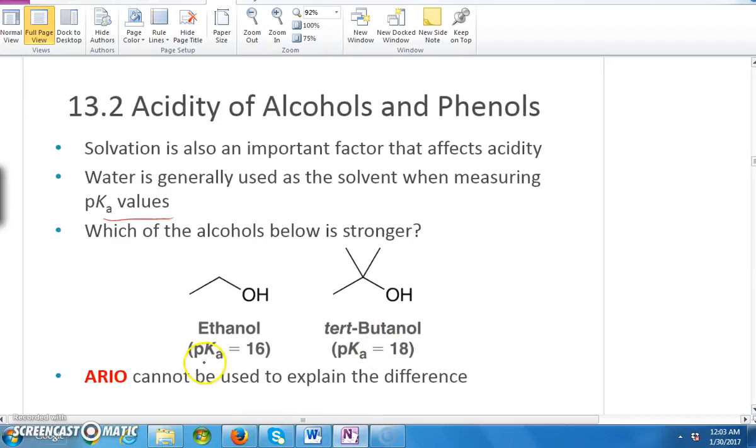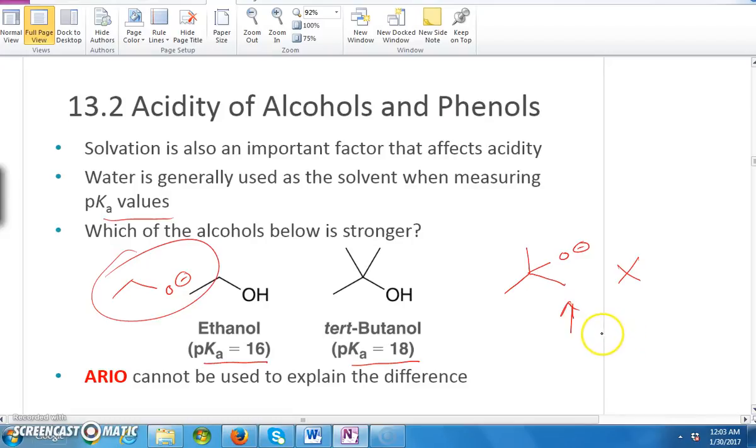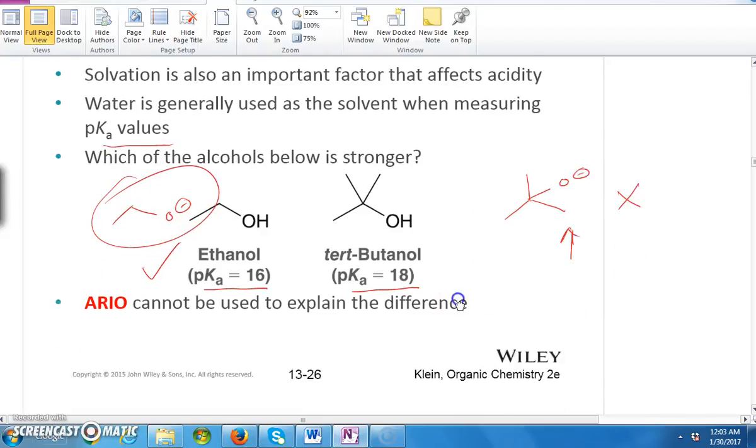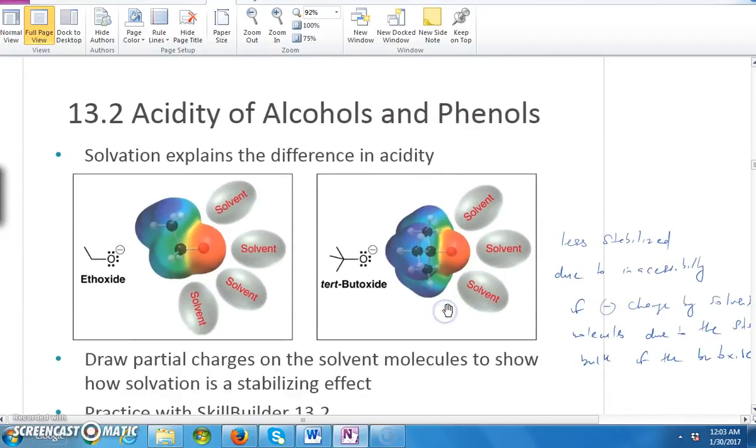By the way, the pKa of ethanol is 16, not 18, while the pKa of tertiary butanol is 18. To be able to consider which will be stronger, you need to look at the conjugate base that forms, and you will see that this is going to be more easily stabilized by solvation, while this will not be. And so, because this cannot be stabilized by solvation, we expect that this will be a stronger acid. We can't use area here. Area is not really something to be used here, and this is what I'm trying to explain.